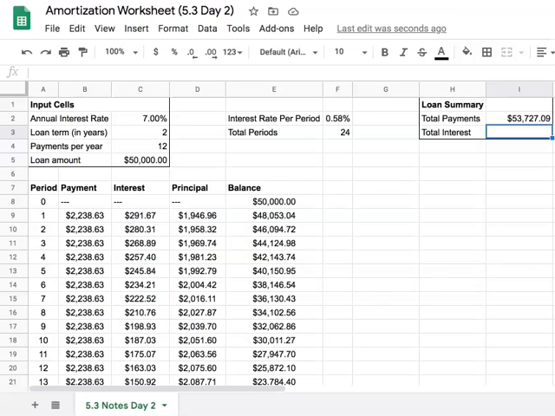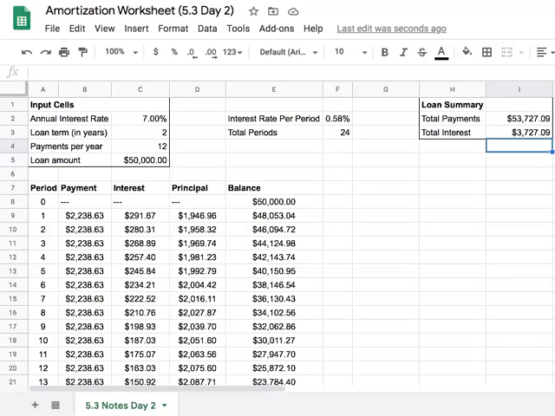I think it's actually more useful if we do it in terms of the total that's paid minus the original loan amount and write it in terms of that cell. So the total interest is equal to the total amount paid, which is this amount that we just found right above it. And then I'm going to subtract the original loan amount, which is what I have in C5. So if I subtract those two, that gives me the total amount that's paid in interest, which is equal to $3,727.09.